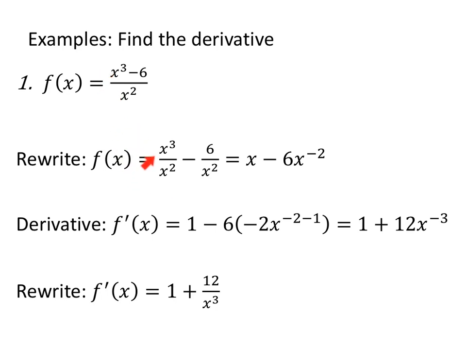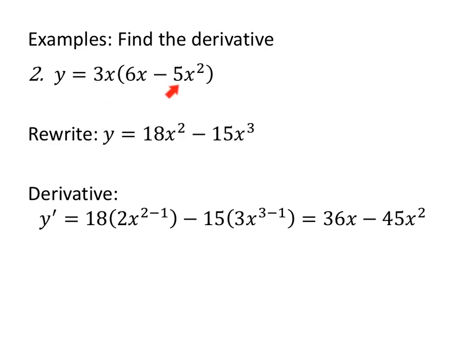So this is x to the third over x squared minus 6 over x squared. Simplify. x to the third over x squared is x minus, instead of 6 over x squared, I'm going to call that 6x to the negative 2 so I can use my power rule. The derivative of x is 1, right? Linear term, derivative is just a coefficient, minus 6. My coefficient stays out in front. Bring down the negative 2, x to the negative 2 minus 1. This will give us 1 plus 12x to the negative 3. And I'll rewrite it as 1 plus 12 over x cubed.